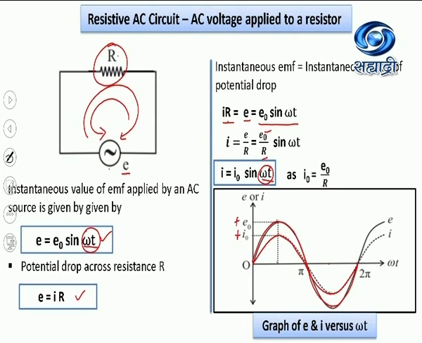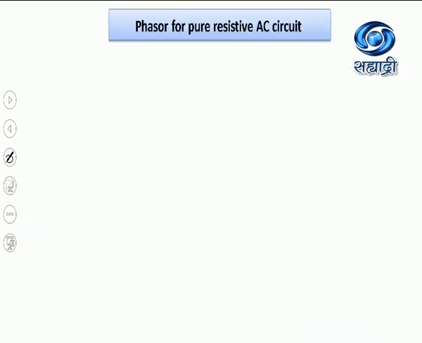Here one thing to be noticed, that when the current is 0, EMF is 0. When the EMF is peak on one side, current is also peak on the same side. When the EMF is peak on the reverse side, current is also peak on the reverse side. So both reach their zero value simultaneously. Both reach their peak value in the same direction simultaneously. So they are in phase. There is no phase difference between them. And mathematically also we can compare. Phase for the current is omega t. Even for the EMF it is omega t. There is no phase difference between them.